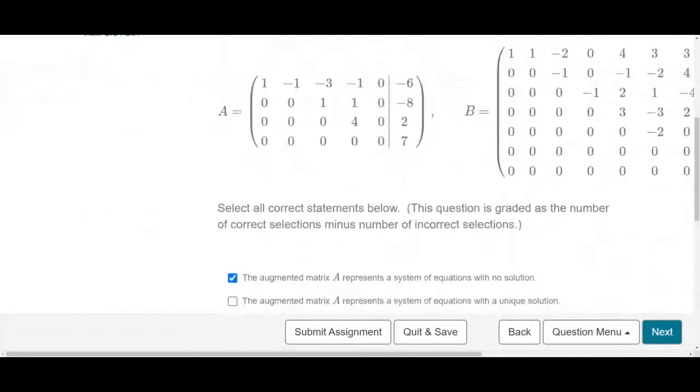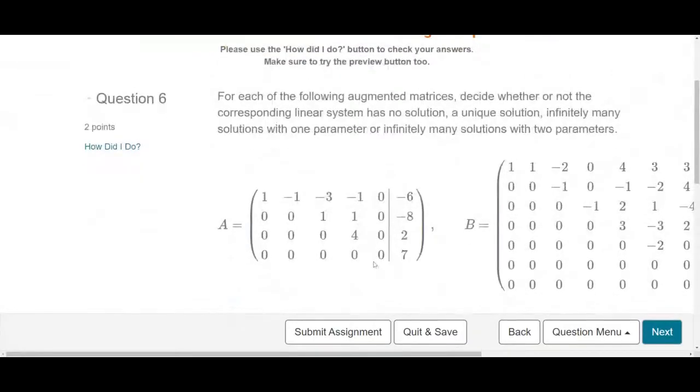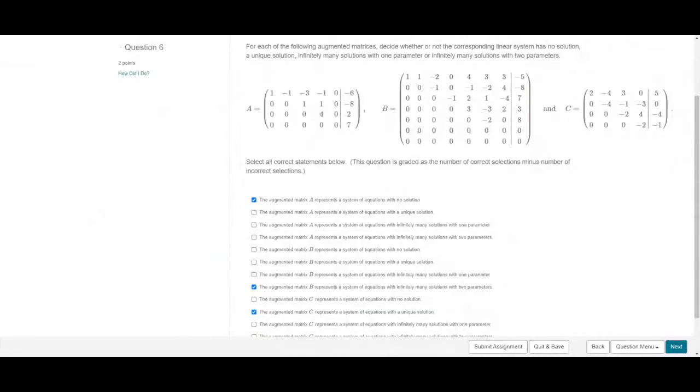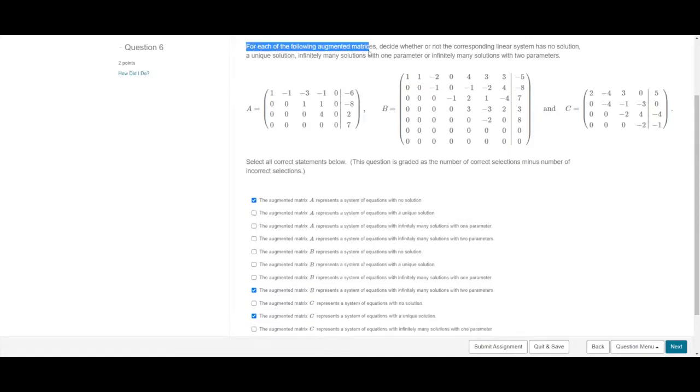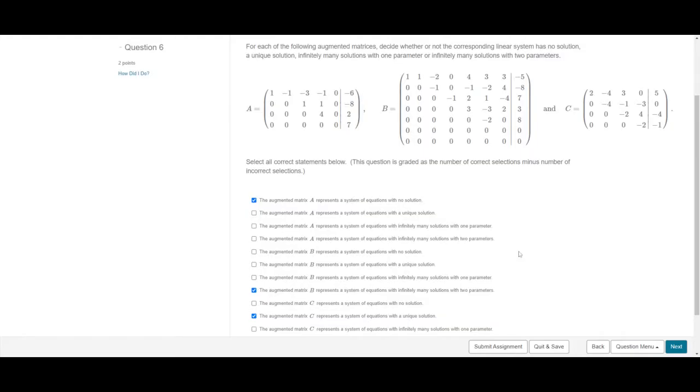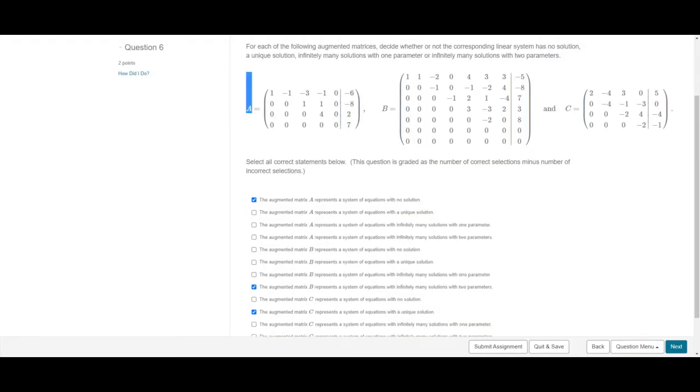Okay, so now it's getting a bit harder. Let me just make that a bit smaller. I know it's very small now, but I'm trying to fit the matrices in. Okay, so for each of the following augmented matrices, decide whether there's no solution, one solution, or infinitely many solutions. So let's have a look at matrix A.